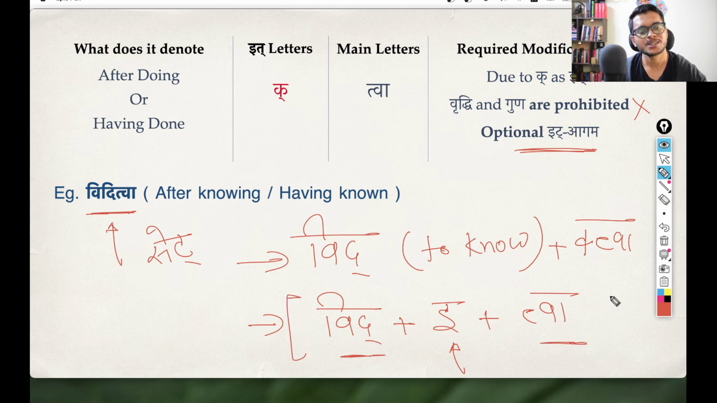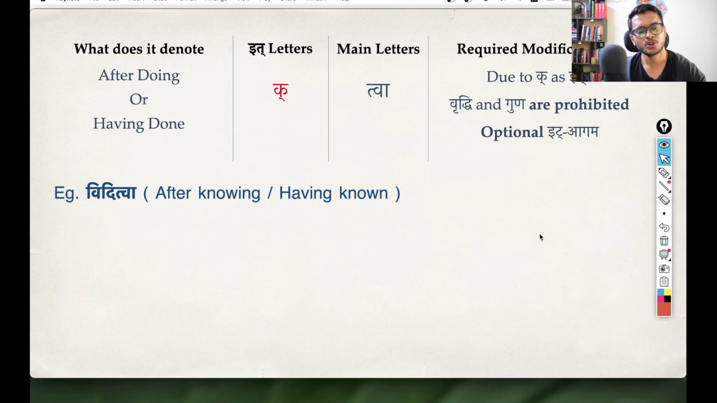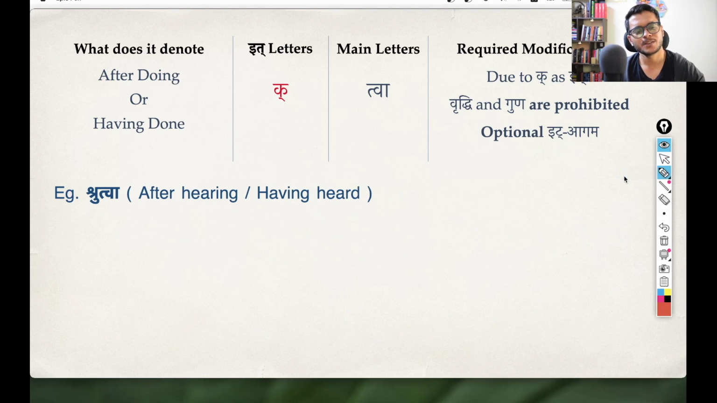Okay, and now we are simply going to combine all three together. So with itva, this is viditva. This is the pada that we get. Okay, so I hope this is clear. Now let us move on to another example. And now again we have a very simple example, shrutva. The dhatu is shru dhatu. Shru dhatu means to hear.